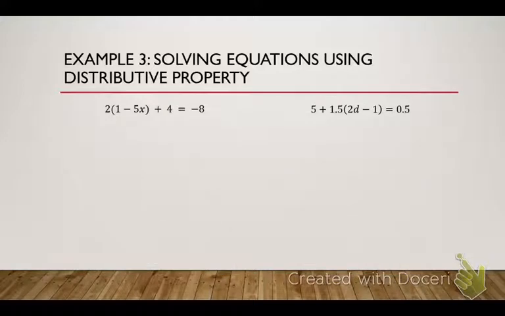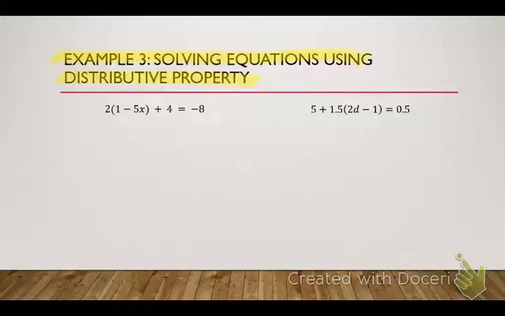Okay, moving on to example 3. We're solving using the distributive property. The distributive property we know is one of our number properties. So we're going to review what that is. I just need you guys to kind of title the example, example 3.